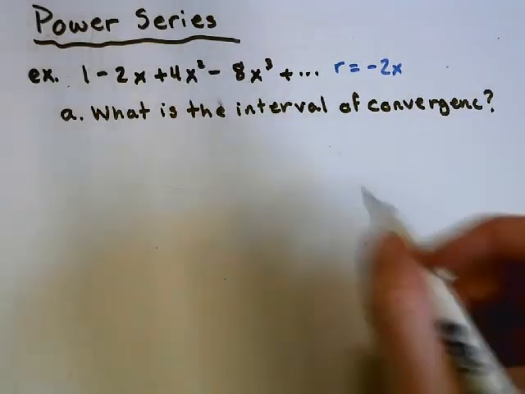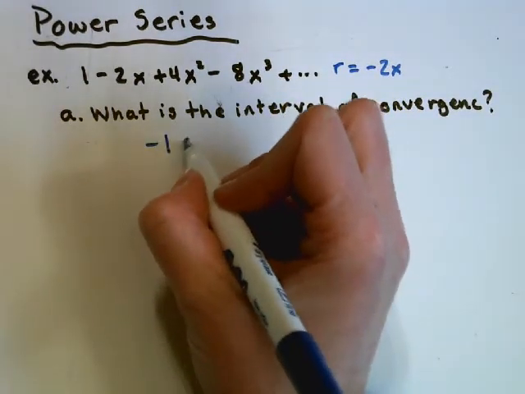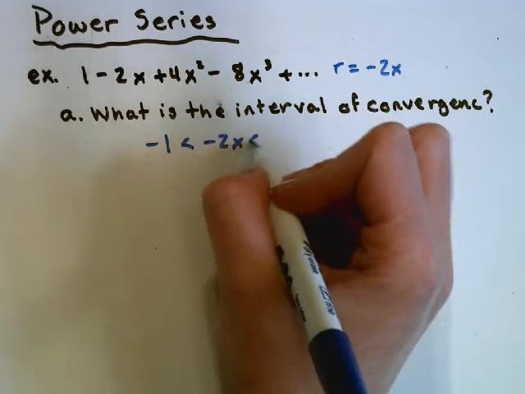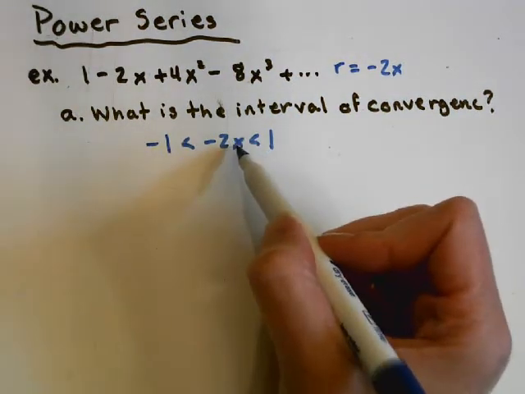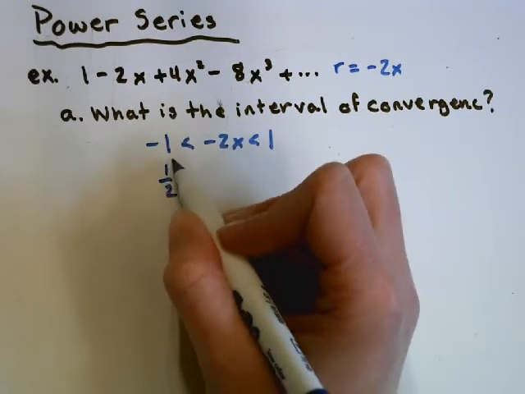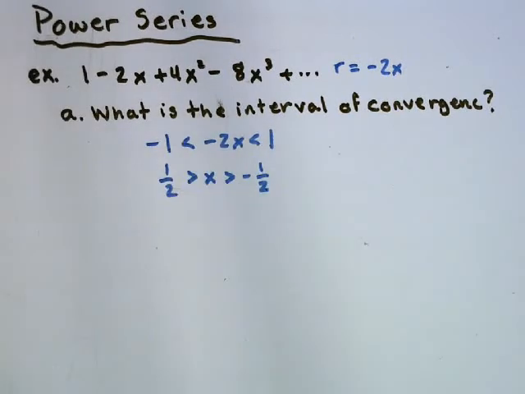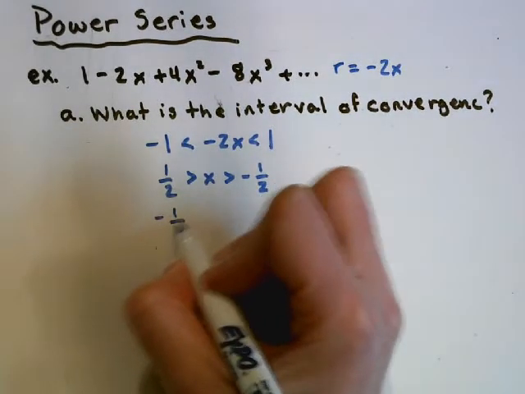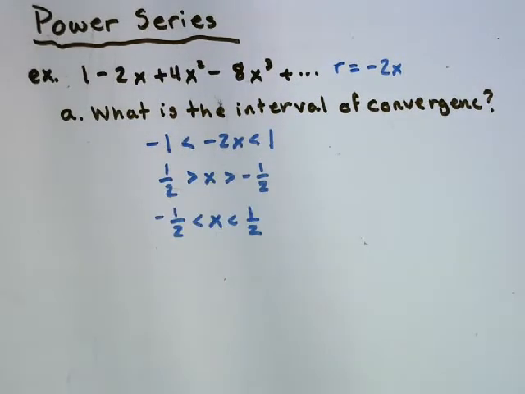So where does this equal that? We're going to take our common ratio, which is -2x, and that has to be between -1 and 1. Then to solve for x, we're going to divide both sides by -2, which makes this a +1/2, but it switches the sign. So my interval of convergence is -1/2 to 1/2. As long as my x is a number between -1/2 and 1/2, we can find the sum of this power series.